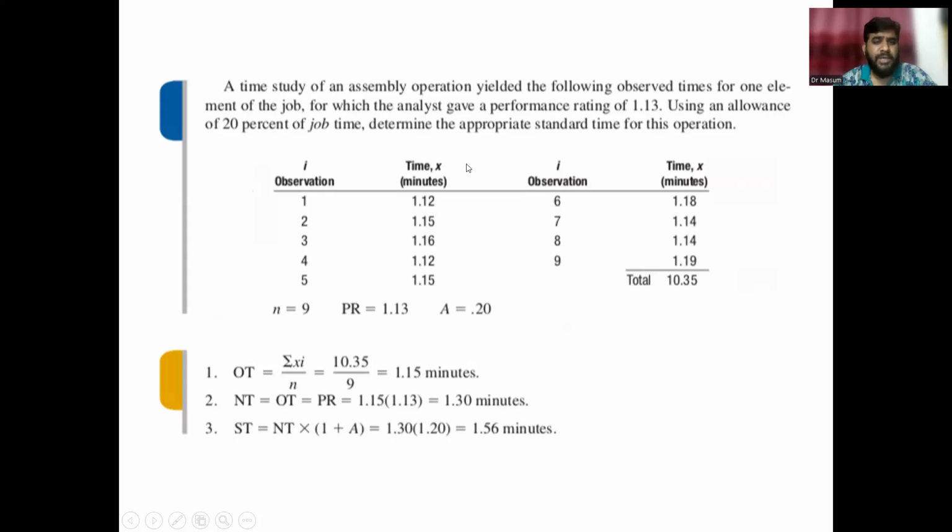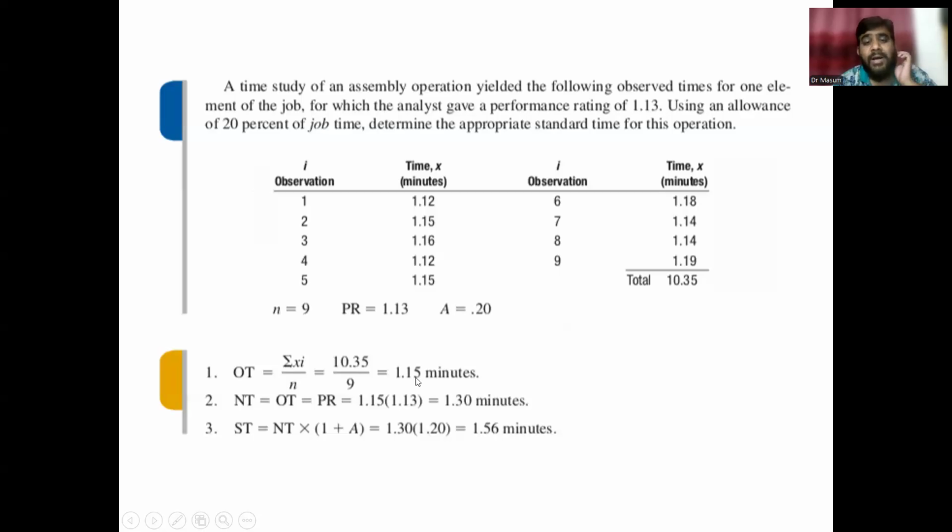You are observing an employee's particular operation, and first time it takes 1.12 minutes to complete the job. Second time it takes 1.15 minutes. Third time it takes 1.16 minutes. Fourth time it takes 1.12 minutes. Fifth time it takes 1.15 minutes. So your average time is the sum of the samples divided by the number of samples. The sum of these figures is 10.35, divided by 9 samples. So 10.35 divided by 9 is the observed time, OT.